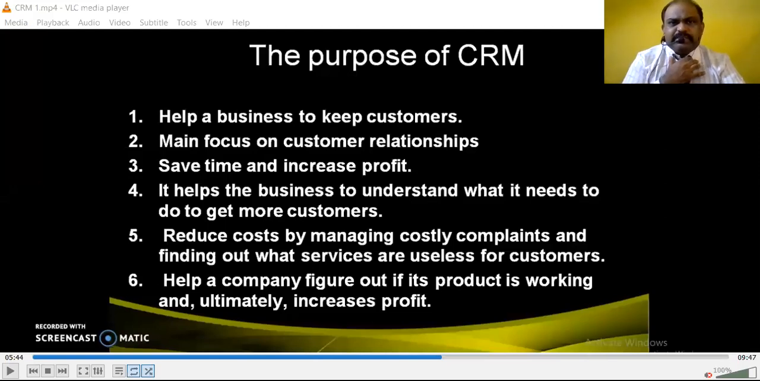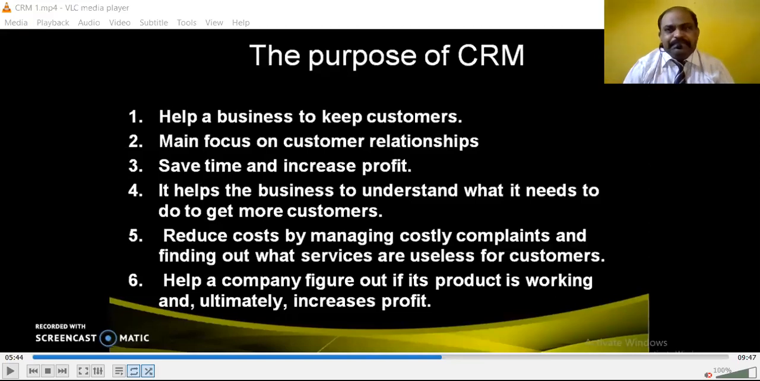As we are discussing the purpose of a CRM, we already discussed the first 4 points, and we are going to discuss now the remaining 4 points. The first point is help a business to keep the customer. The second purpose is the main focus on customer relationships. The third point says it saves time and increases the profit. Number 4, it helps the business to understand what it needs to do to get more customers.